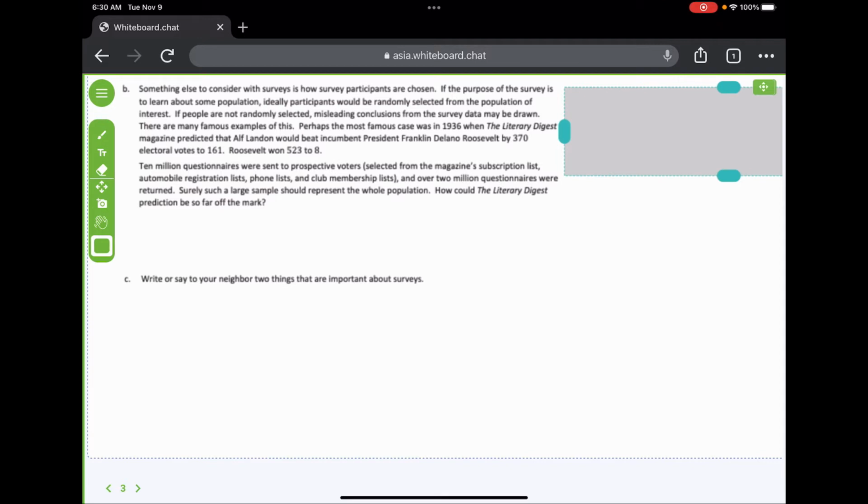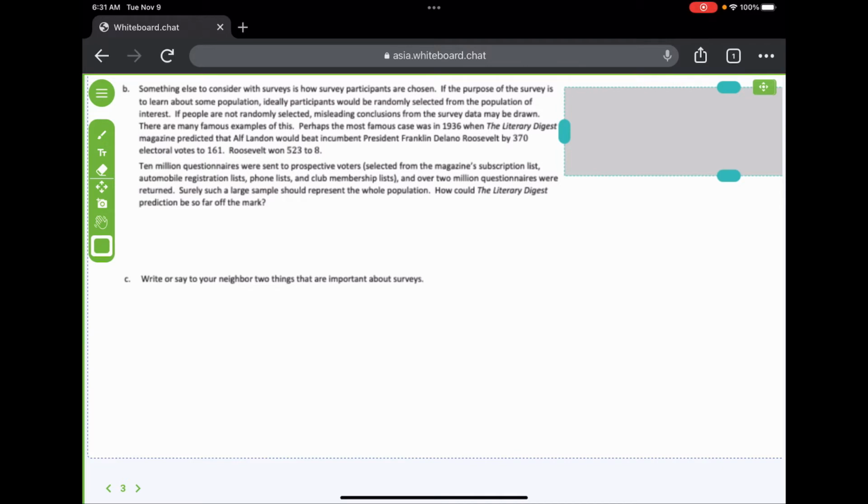Perhaps the most famous case was in 1936 when the Literary Digest magazine predicted that Alf Landon would beat incumbent President Franklin Delano Roosevelt by 370 electoral votes to 161. Roosevelt won 523 to 8. Talk about electoral votes there.